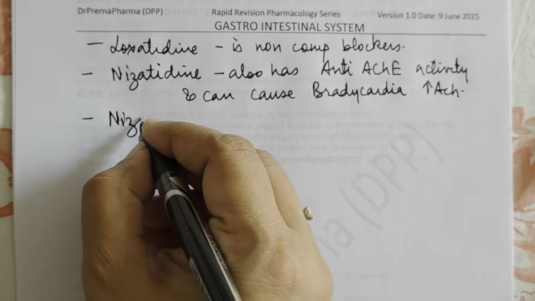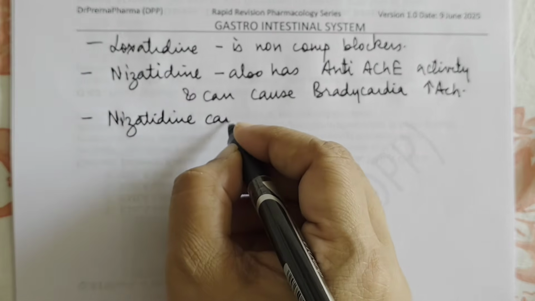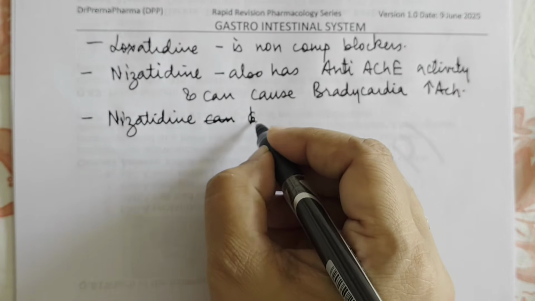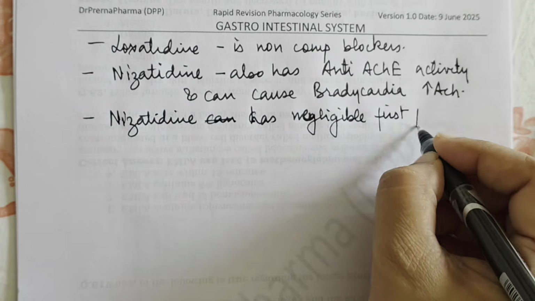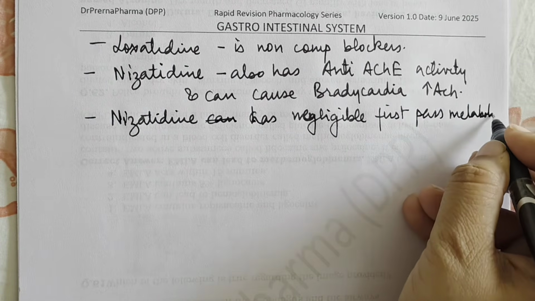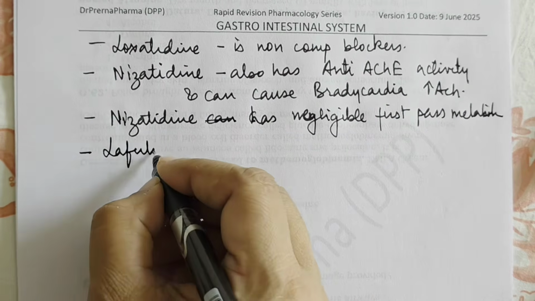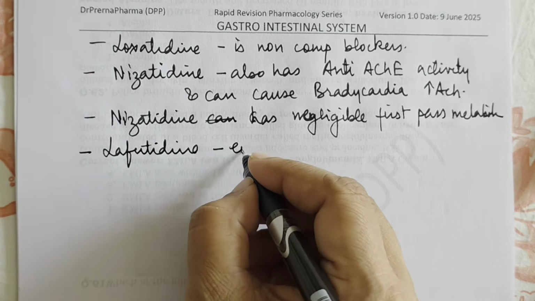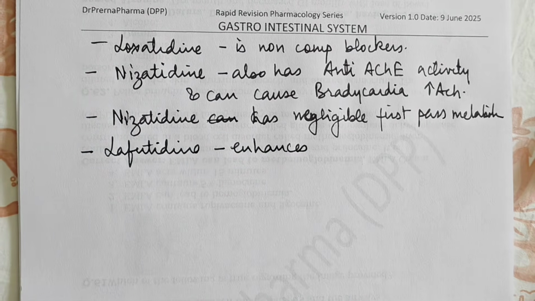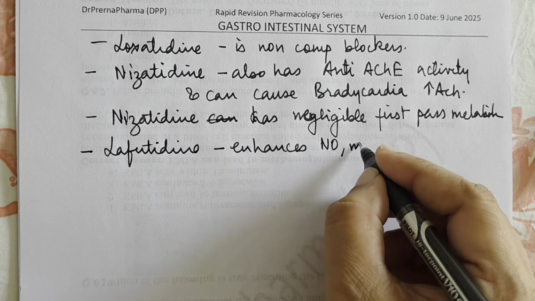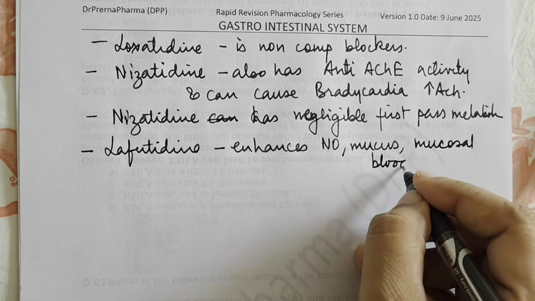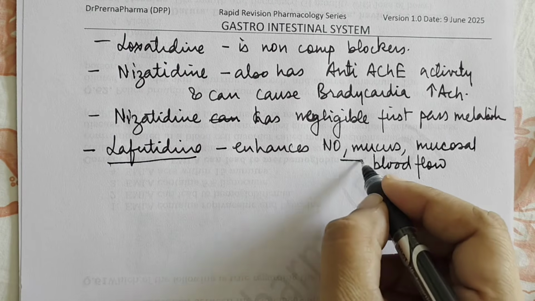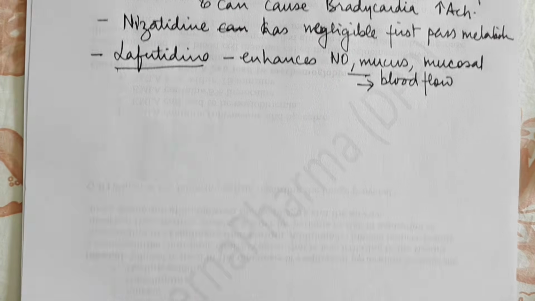Then nizatidine has negligible first pass metabolism. Okay, next, lafutidine. Lafutidine has additional actions. Lafutidine enhances nitric oxide, mucus, and mucosal blood flow, and so lafutidine can be used for other diseases also, but that is not done right now.